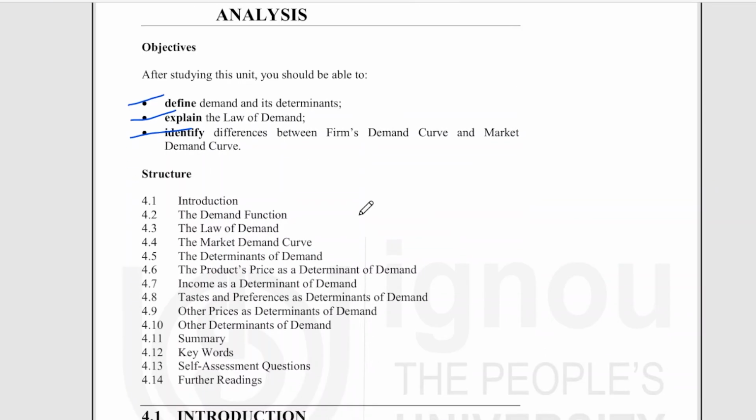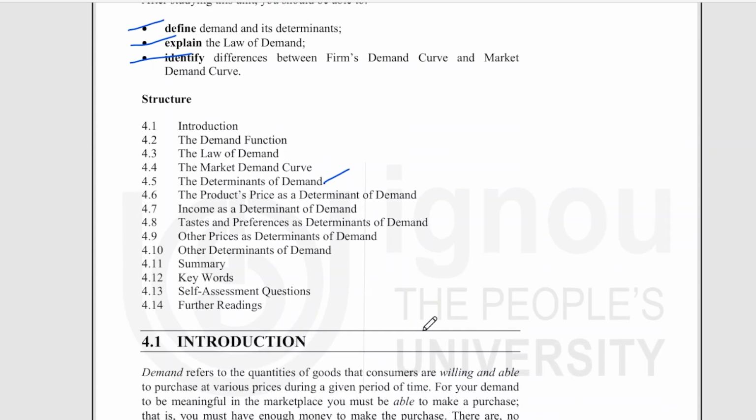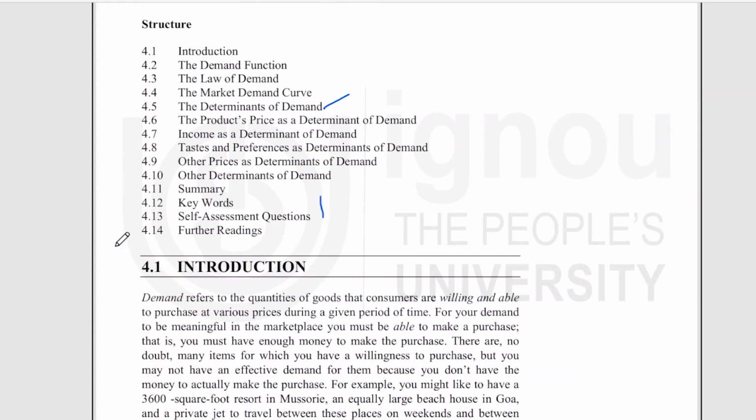The structure is: introduction, the demand function, the law of demand, market demand curve, the determinants of demand, the product's price as a determinant of demand, income as a determinant of demand, taste and preferences as determinants of demand, other prices as determinants of demand, and other determinants of demand. Then summary, keywords and self-assessment questions. These are the structure of this unit.